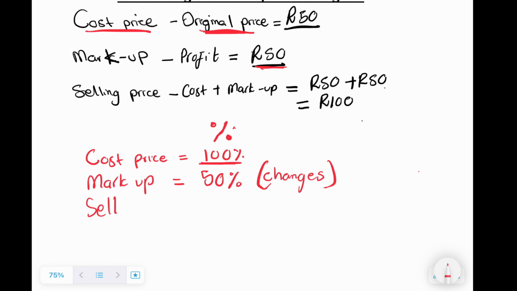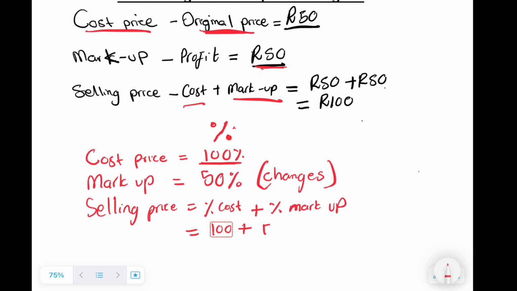So now with the selling price, the same way we said selling price is cost plus markup, then it means with percentages as well, your percentage for the selling price will be the percentage of cost plus the percentage of markup. So now it means 100 plus 50 equals 150%. So it means now whatever your amount for the sale is will be 150%.